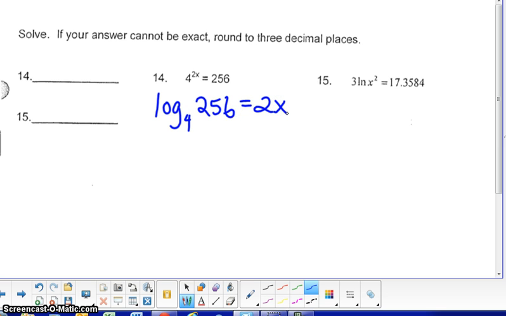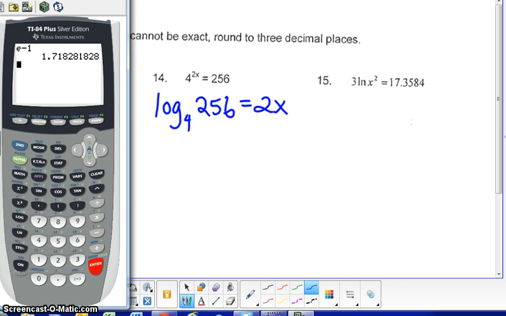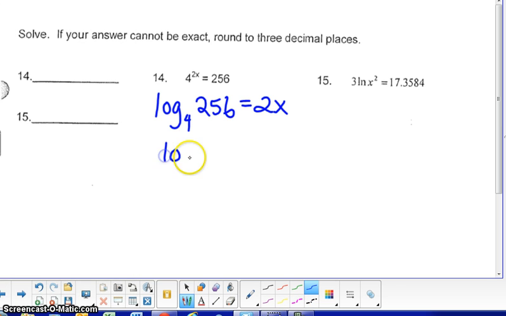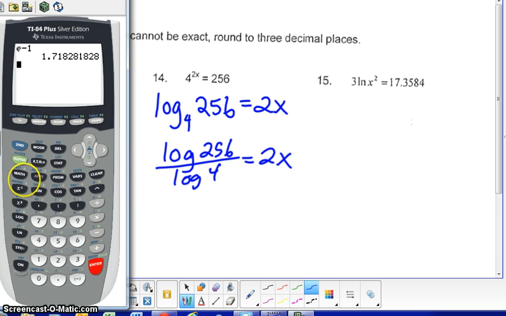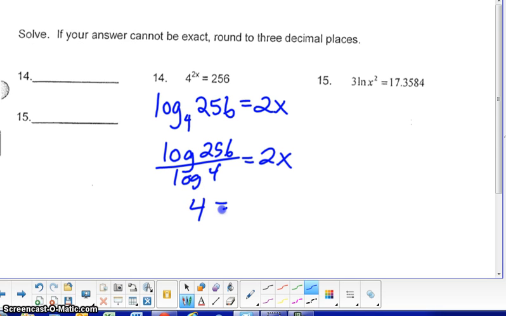Now go ahead and get the calculator out again. We'll put this in change of base form, which would be log of 256 over log of 4. Make sure you close your parentheses, divided by log of 4, and you get 4. So the value of 4 equals 2x, so therefore x equals 2.